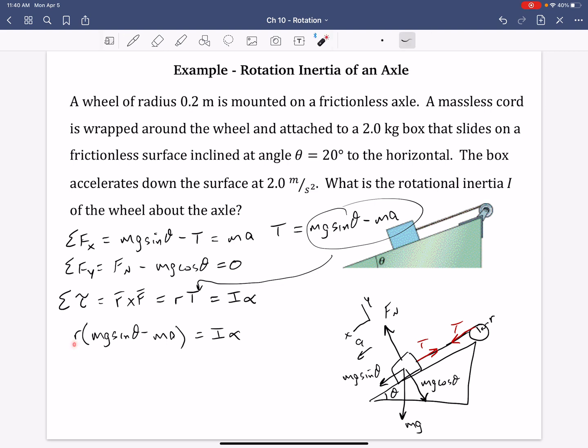Values for R, we have that. We know the mass. Know g, that's constant. We know the angle. The linear acceleration a, that's what this 2 meters per second squared is. The box accelerates down the incline. We know a, we don't necessarily know alpha, but we can relate the two together.